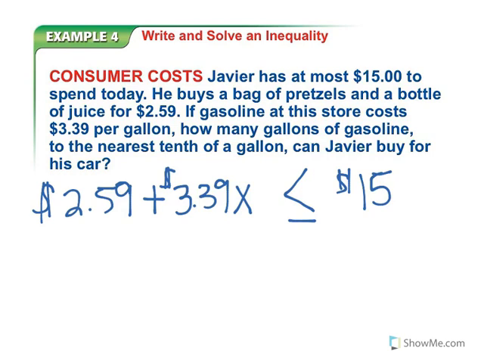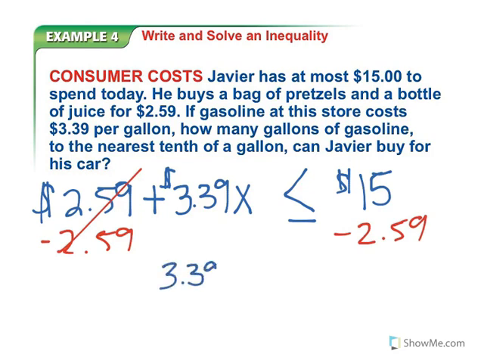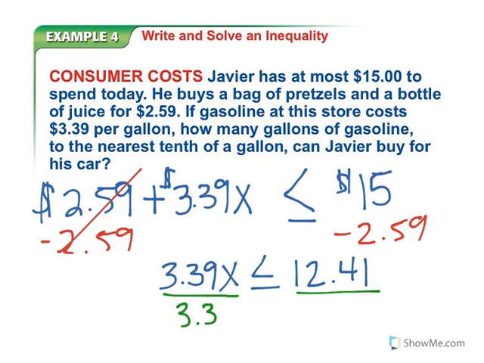The first thing I'm going to do is subtract $2.59 from both sides. When I put that in my calculator, I get $3.39x is less than or equal to $12.41. Our last step is we need x by itself, so I'm going to divide by 3.39 on both sides. I put that into my calculator, and I get x is less than or equal to 3.6.